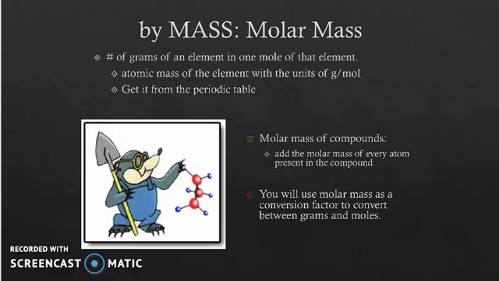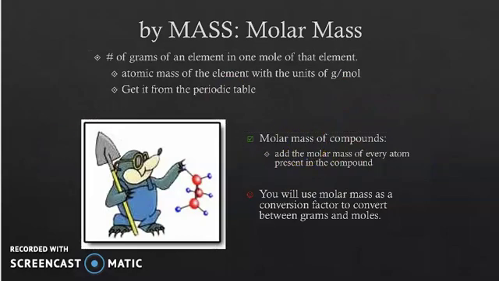For measuring something by mass when it comes to chemistry, we're going to use the molar mass, which is just the number of grams of an element in 1 mole of that element. The atomic mass on our periodic table is the atomic mass of the element with the units in grams per mole instead of atomic mass units. So whatever your weighted atomic mass is from the periodic table is going to be your molar mass of that element. If you have a compound, you add the molar mass of every atom present in the compound.